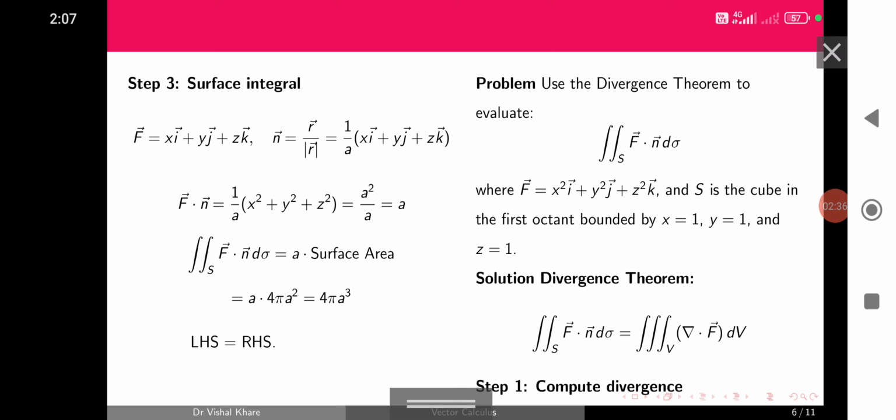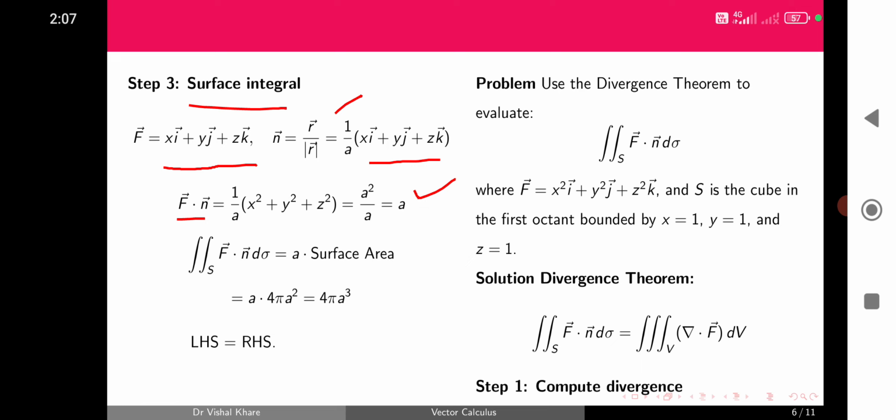Then the surface integral we are going to find now. So F is equal to xi plus yj plus zk, and n vector is equal to vector r by modulus r vector, which is equal to 1 by a (xi plus yj plus zk). So we'll find F dot n vector, which is equal to a. Put all these values here. So a dot surface area, a dot 4 pi a square, which is equal to 4 pi a cube. So left hand side is equal to right hand side, and this is the required result.